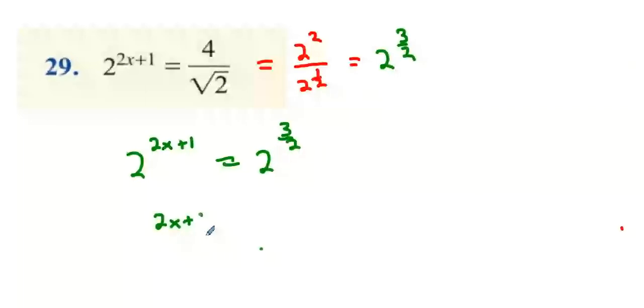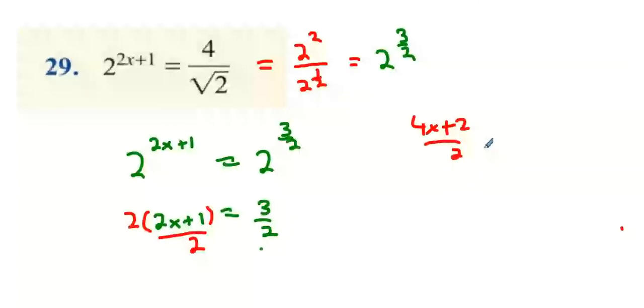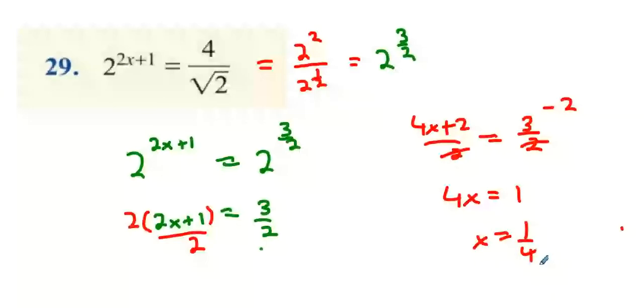We're meant to do power equals power. So 2x plus 1 equals 3 over 2. Get them a common denominator. So multiply the top by 2, then multiply the bottom by 2, and we get 4x plus 2 over 2 equals 3 over 2. The 2's cancel. Bring over the 2 to the other side, so we get 4x equals 3 take away 2. 1. x equals 1/4. Much better.